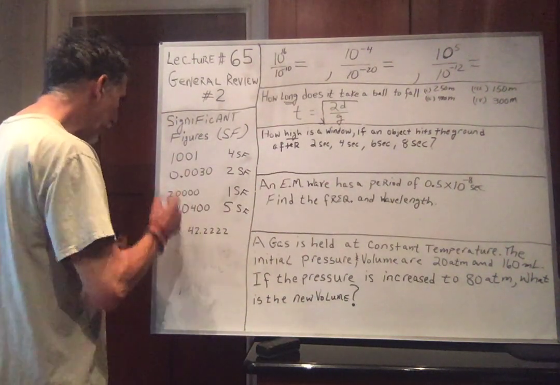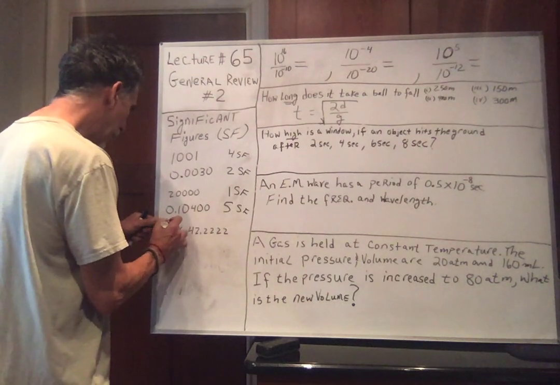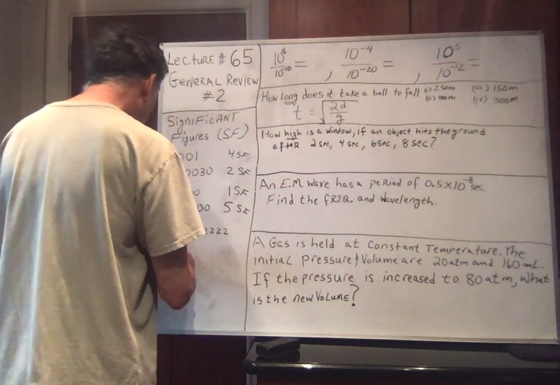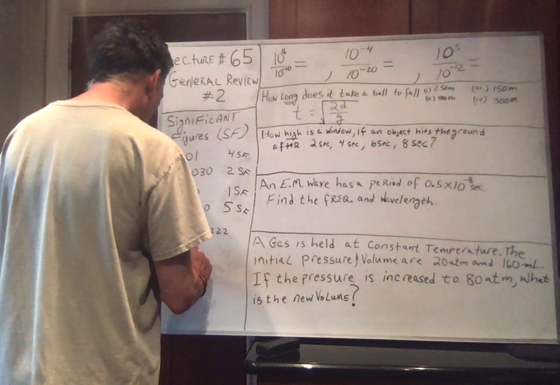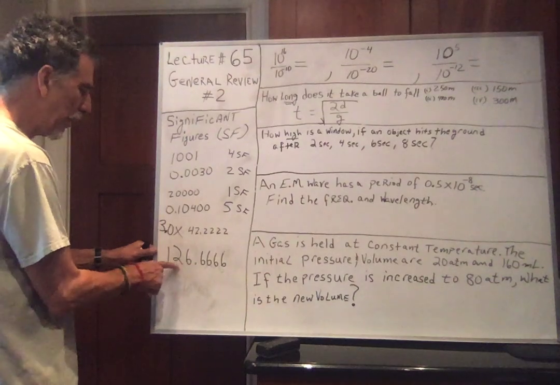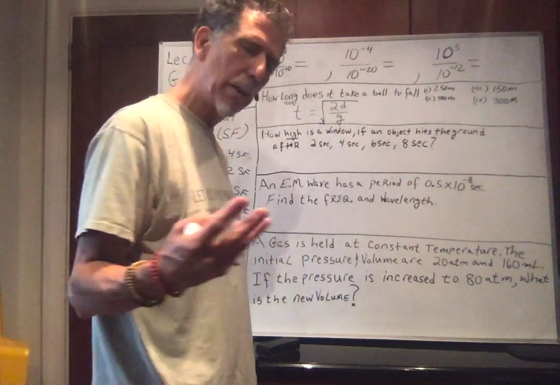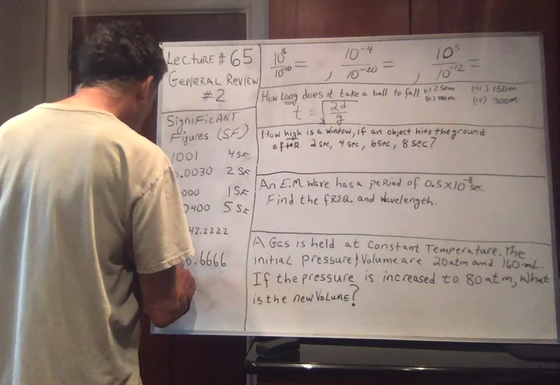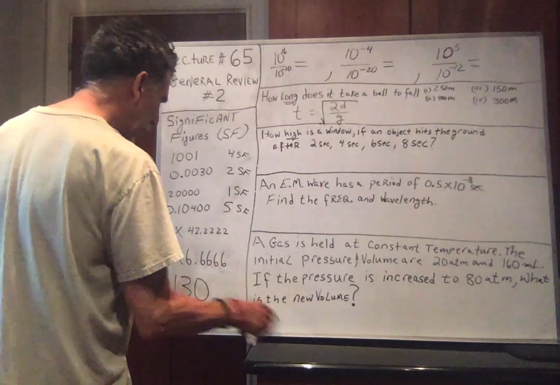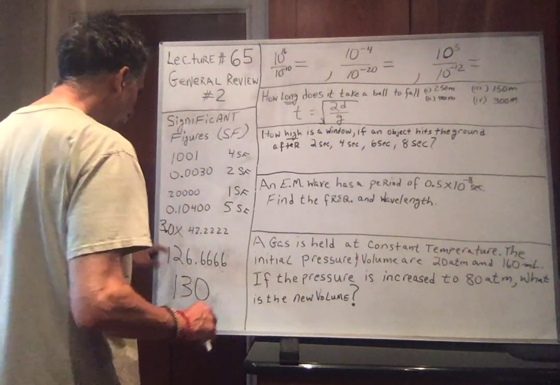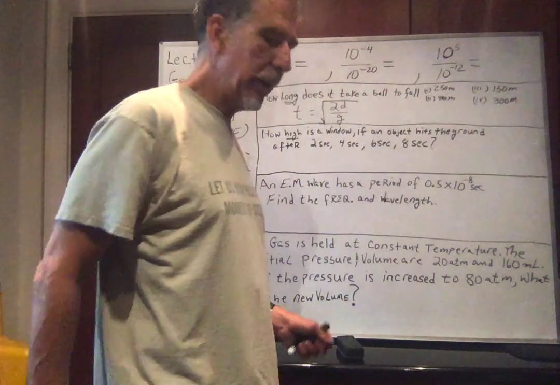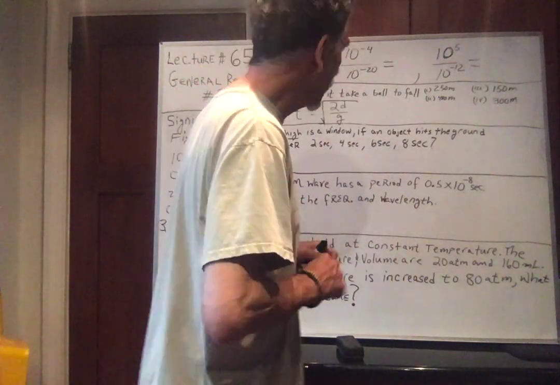3.0. Right? So 3.0 has two significant figures. So again, I have 126.6666. Now I need two significant figures. Is that 127? No, 127 is three significant figures. So this rounds off to 130. Again, no decimal. If I had a decimal place, that would be three significant figures. So 130 is two significant figures. 1, 3. The zero is not significant, and that's the answer there. So, all right, that's enough of that. You go review. All right, let's move on.